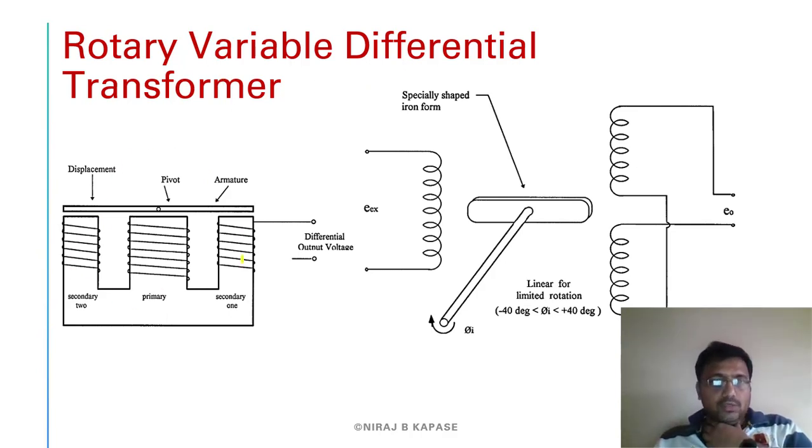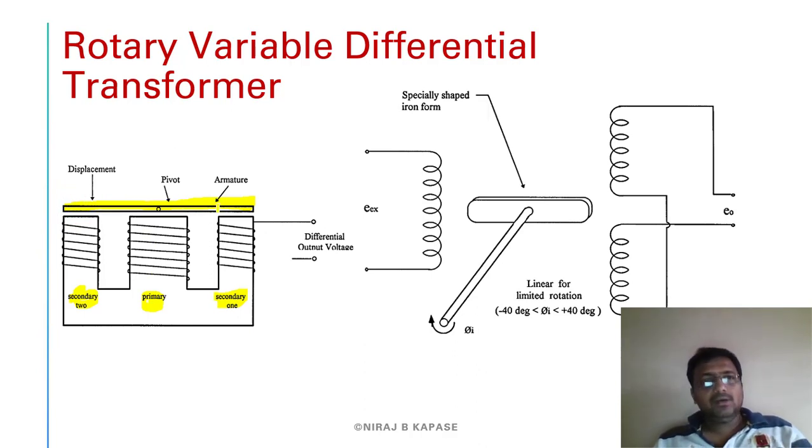So we have here two cores: secondary core 1 and secondary core 2, and there is a primary core. This is the E core, the E section, and we have here a primary core. The coil is wound on this. So we have here an armature, and this armature rotates.